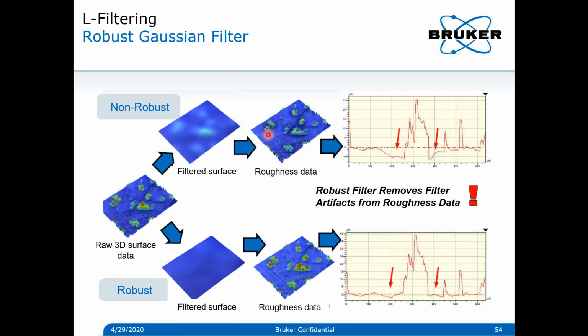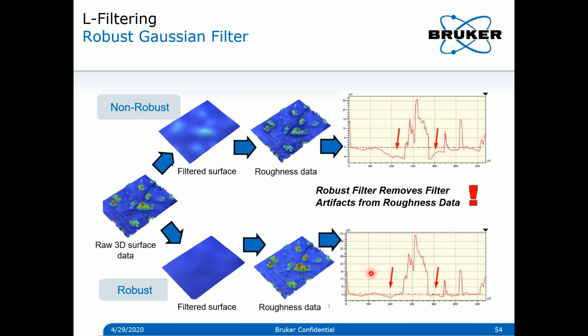If you look at the cross-section data over here, this is an artifact because this is not a true representation of the surface. The non-robust algorithm will give unnecessary depth in the profile. So you can use the robust filter, which will give much better profile data over here, which is a true representation of the surface.